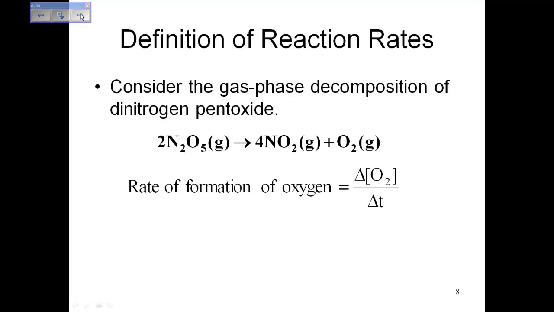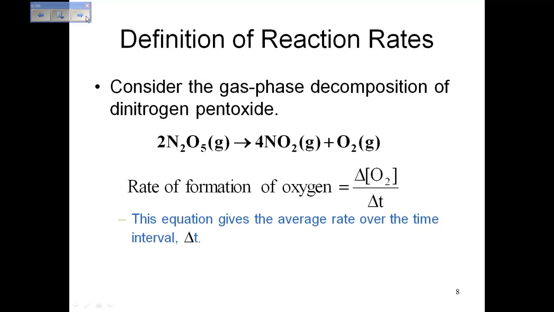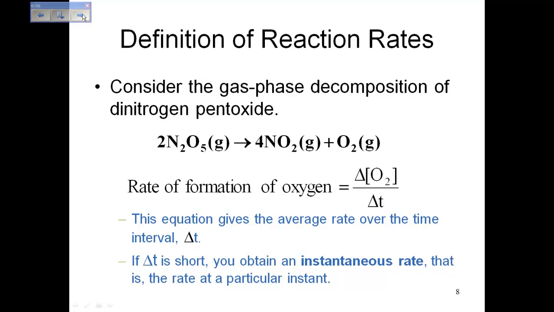So the rate of formation of oxygen can be found by taking the change in concentration of O2 divided by my change in time. It's a positive value because we're talking about the production. This equation gives the average rate over the time interval delta t. Okay, it gives me my average rate over that period of time delta t. If delta t is a very short value, you obtain something called the instantaneous rate. That is the rate for a particular instant.